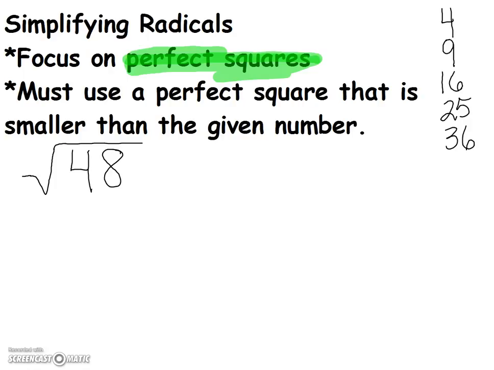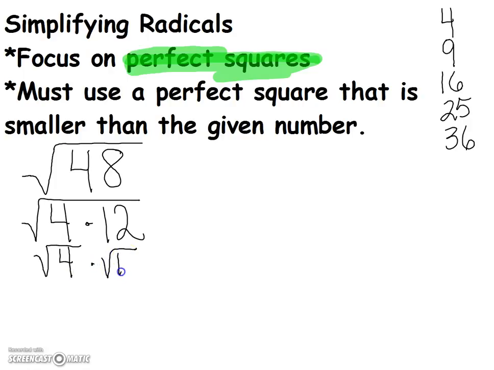So when I look at 4, my thought is, can 4 go into 48 an even number of times? The answer to that question is yes. 4 times 12 is 48. And I'm going to split this up: square root of 4 times the square root of 12. Now, we should know that the square root of 4 is 2. So what I have is 2 square root of 12.